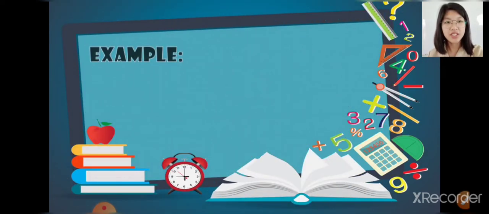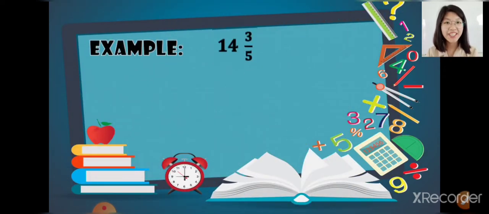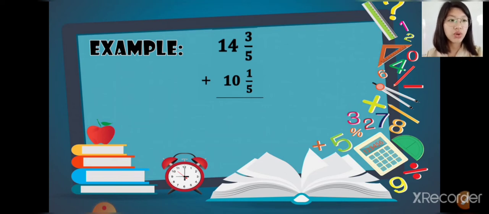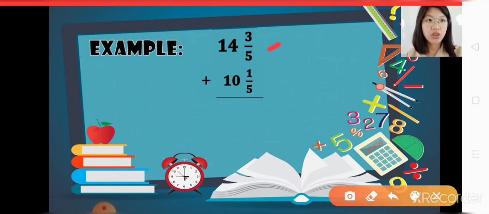So, let's have an example. We have 14 and 3 over 5 plus 10 and 1 over 5. So, sinabi kanina, pag-add daw natin yung whole number and fraction separately. So, kung mapapansin nyo dito, yung ating mga fractions, like 3 over 5 and 1 over 5, ay pareho ang kanilang denominator. So, they are similar fractions. So, unahin natin yung pag-add ng fraction.